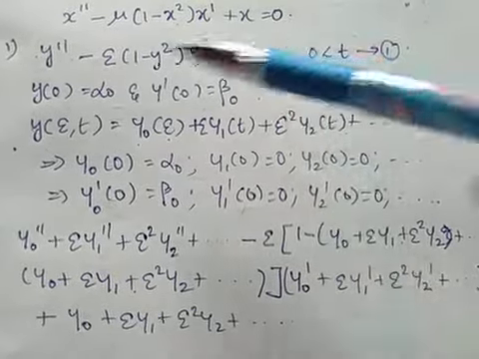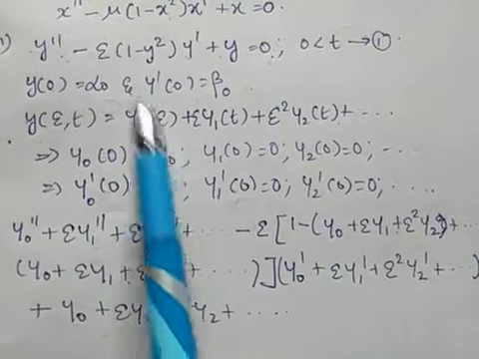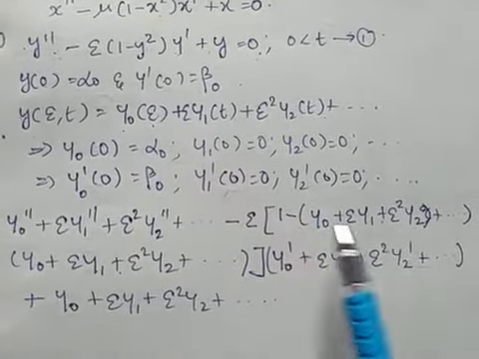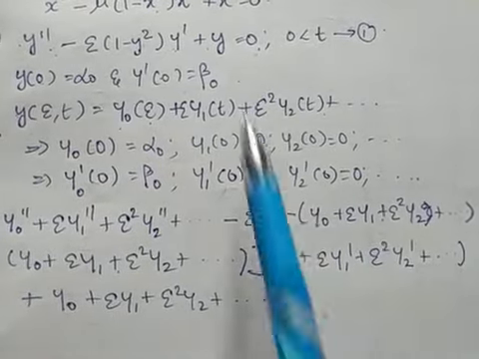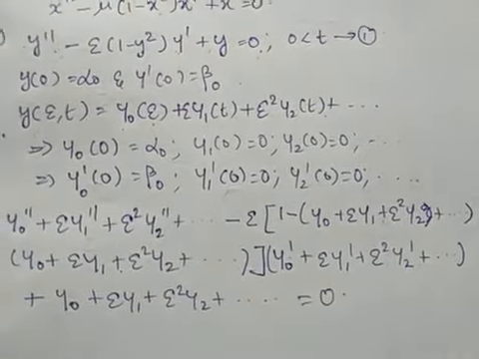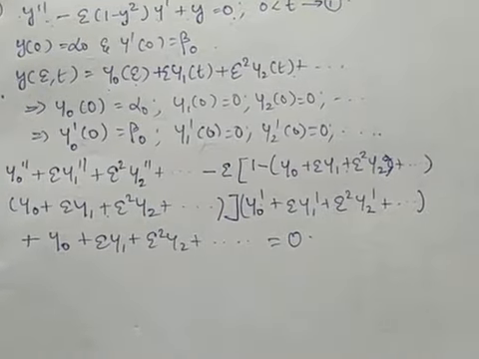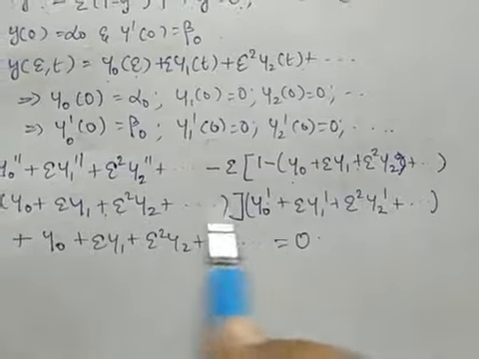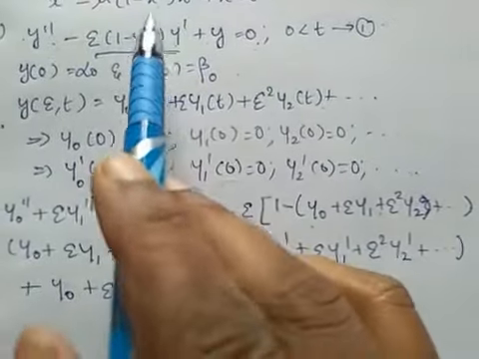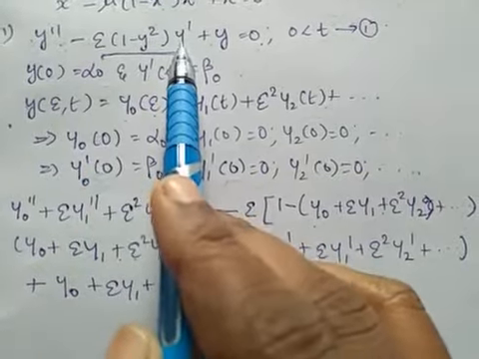So in this equation I have substituted y double dash, the second derivative of y. Minus epsilon remains as it is, and 1 minus y square is written as 1 minus y into y dash, and I have substituted y. The right-hand side is 0. To find the coefficients of epsilon power 0, epsilon power 1 and epsilon power 2, it will be easy for us if we simplify this term. So I am going to find y square first, then I will multiply this whole term with y dash.